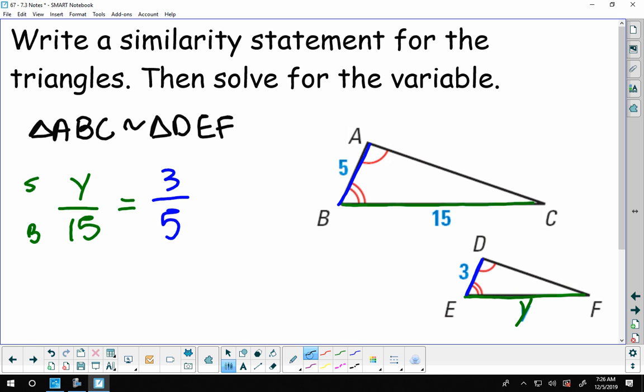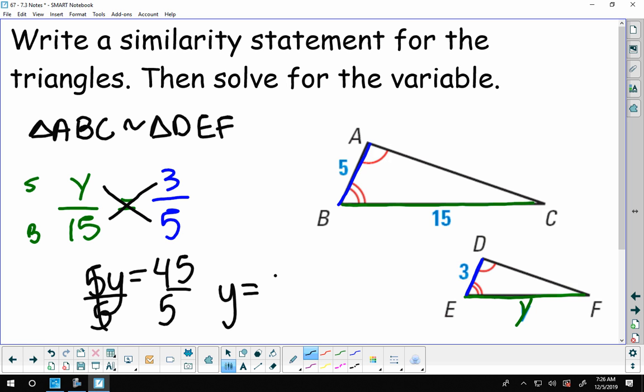And now we can cross multiply to solve. 5 times y is 5y. 15 times 3 is 45. 45 divided by 5 is 9. So again, when you set up your proportion, just make sure you keep it consistent. Small over big equals small over big.